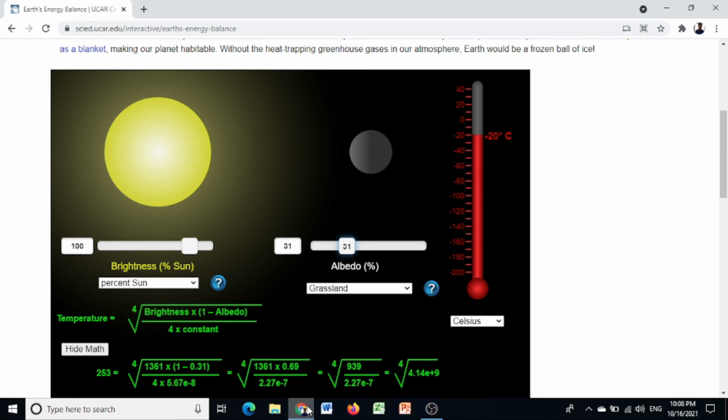Now, what is climate modeling? A climate model is a computer simulation of the Earth's climate system, including the atmosphere, ocean, land, and ice. They can be used to recreate the past climate or predict the future climate.